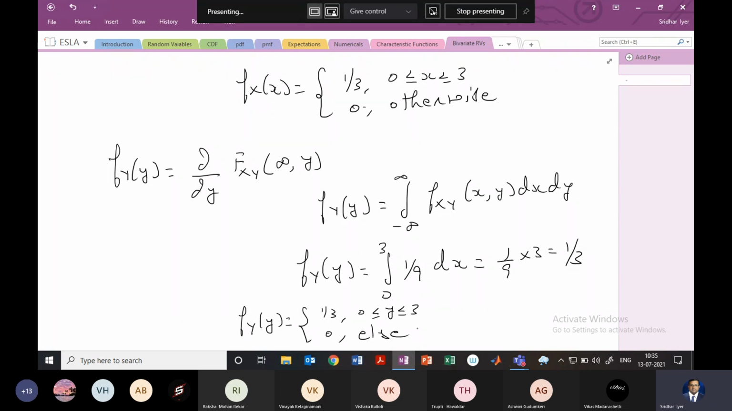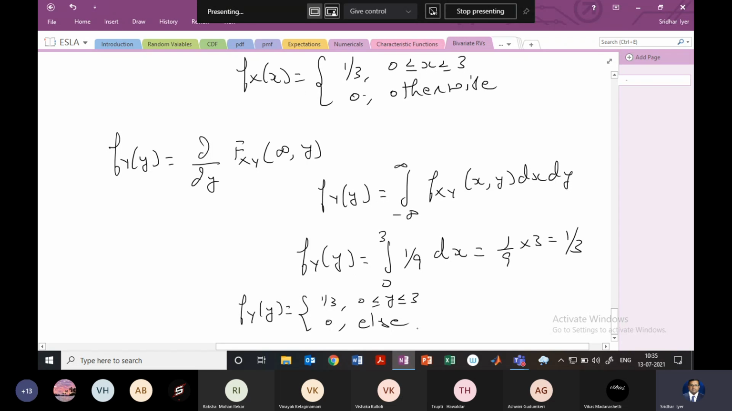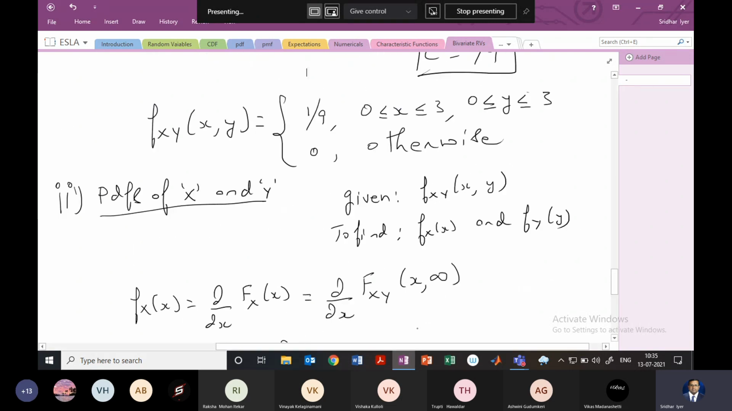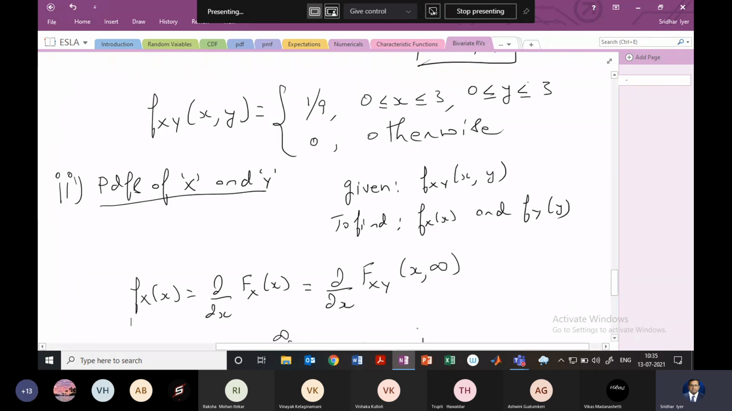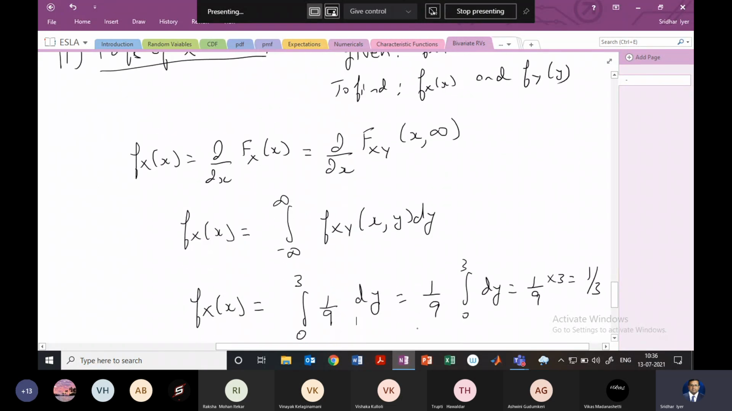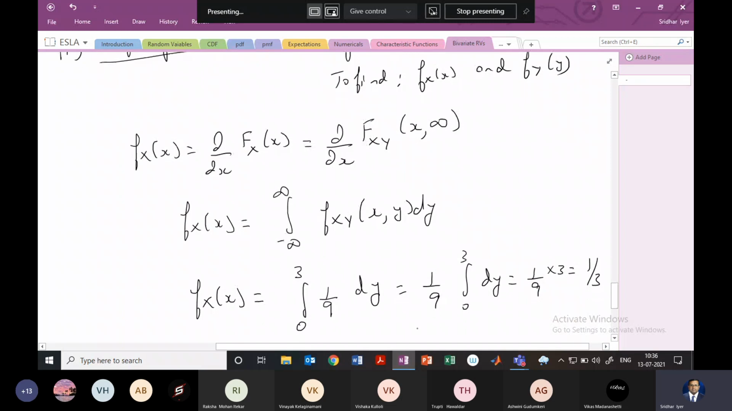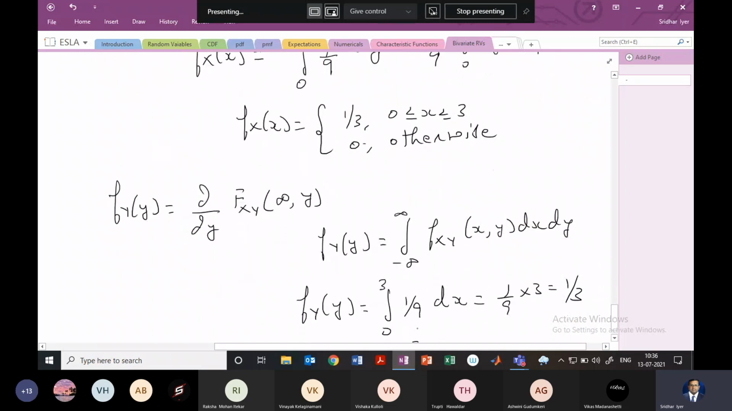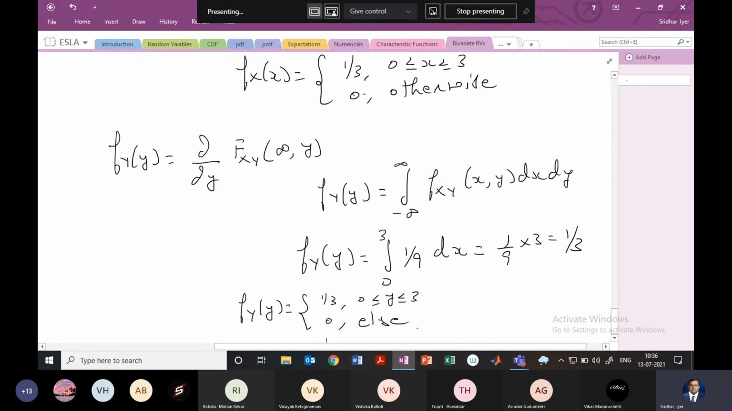Right? I hope this was clear. Any questions on this? This is a very common question, okay? So please be really comfortable with this. So in the first part, we have to just find a single random variable. So this is like finding a single random variable from multiple random variables, right? So from fxy of x,y, we have found fx of x, and then from fxy of x,y, we have found fy of y. Okay.